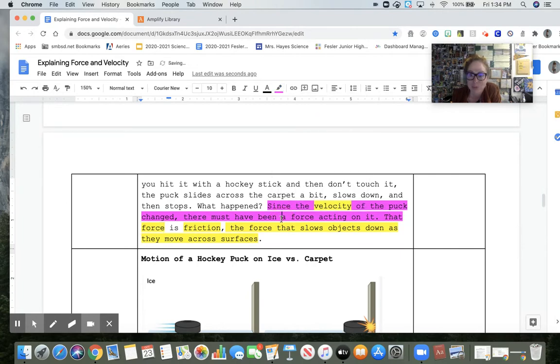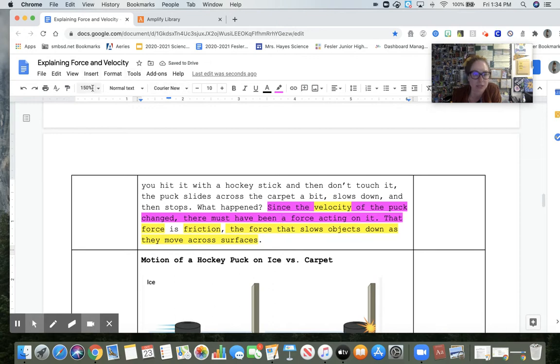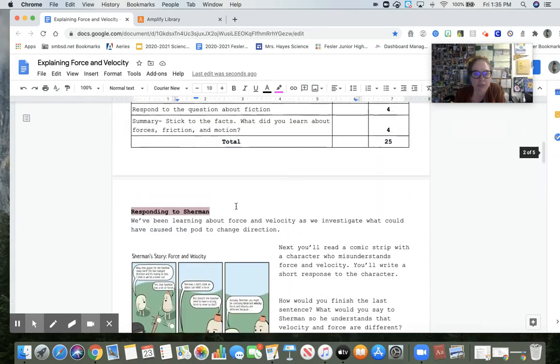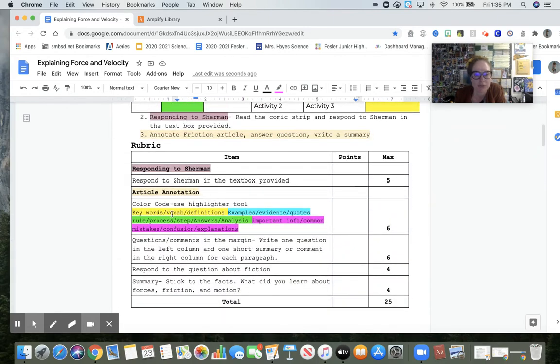All right. Notice I'm a little zoomed in over here. I'm going to zoom out so I can see a little bit more of the paragraph all at once. Okay. So I'm going to go back through. Remember, these are my colors. I don't think there's any more vocab, but if I see them, I'm going to make them yellow. If it gives me an example, evidence, something like a quote, it's blue. If it's a rule, process, step, answer, analysis, it's green. If it's like the key main ideas, it's pink.